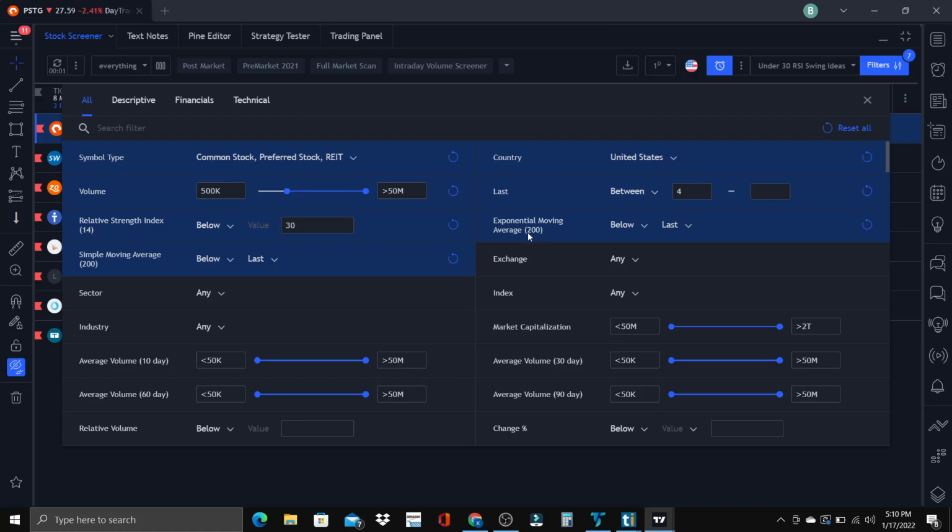The EMA 200, that's that blue line on the chart, I want it below the last. And the simple moving average 200, I want that below the last as well. So these are basically just indicators, again, showing me that the sentiment of the stock has been trending in the right direction for a while, but the more recent sentiment of the stock is now showing that it's dumping. It's turning to the wrong side. So I'm looking for something that's trending on a longer time frame with these indicators here and something here to show me that it's also trending down in a shorter time frame.